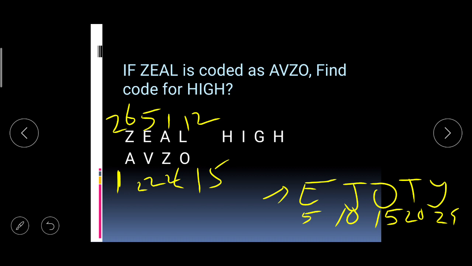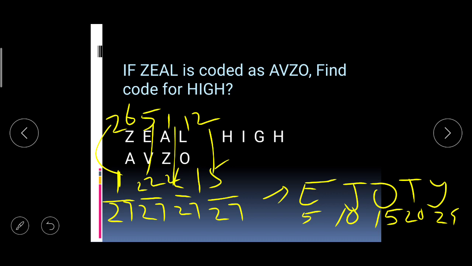So what is common in all of this? We'll see the sum of code and decode. If we add, it is 27, right? If we add all these pairs, 26 and 1, 5 and 22, 1 and 26, 12 and 15, it should come to 27, right? So we just need to apply the same pattern to this as well.